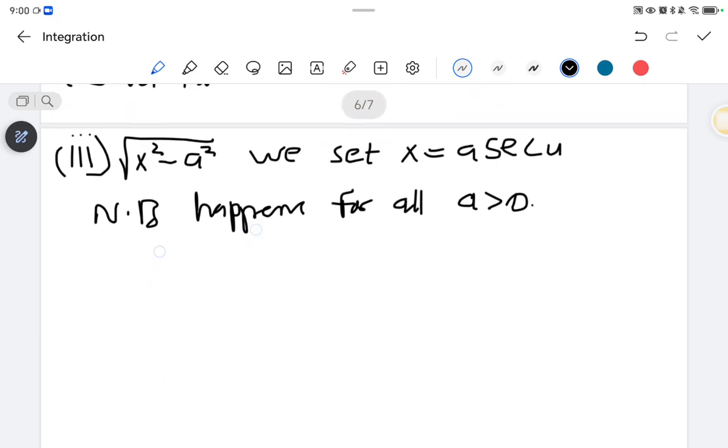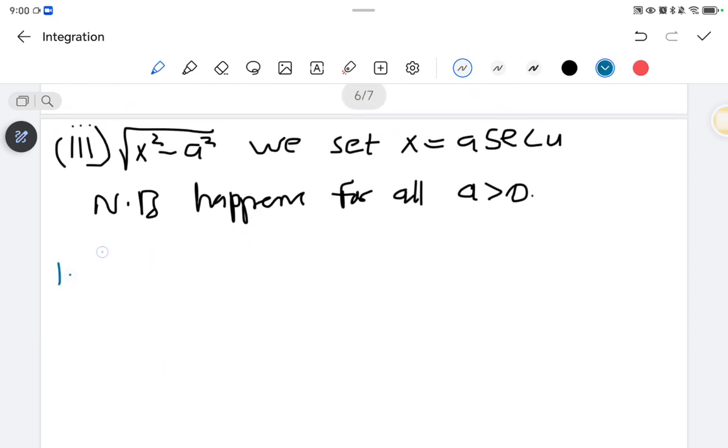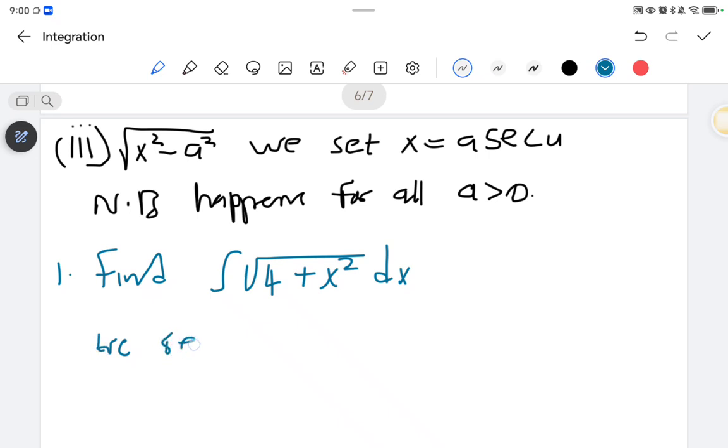Now, we come to the first question. We are given the integral. They say find the integral of the root of 4 plus x squared dx. Then we realize that they are all positive, so we're going to set tan. When they're all positive, we set x equal to tan.